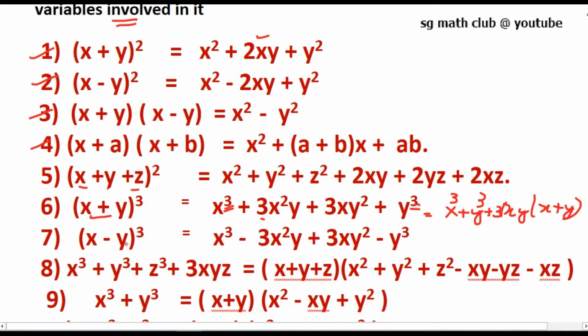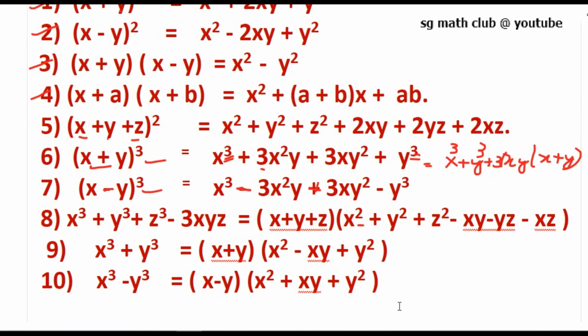Same way, x minus y the whole cube means x cube, alternate minus and plus sign will come. The same thing, you are writing x cube, 3x square y, 3xy square, y cube, but since it is minus, I am writing alternate plus and minus signs. So this is the cube of the binomial. First is x plus y and the second is x minus y. Now next, x cube plus y cube plus z cube minus 3xyz is equal to x plus y plus z into x square plus y square plus z square minus xy minus yz minus xz.